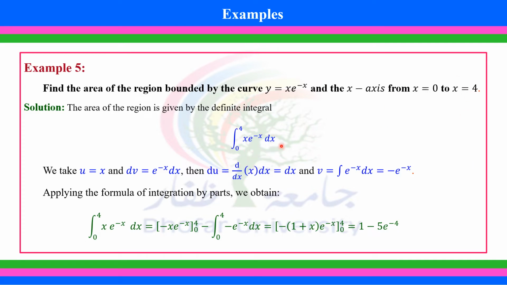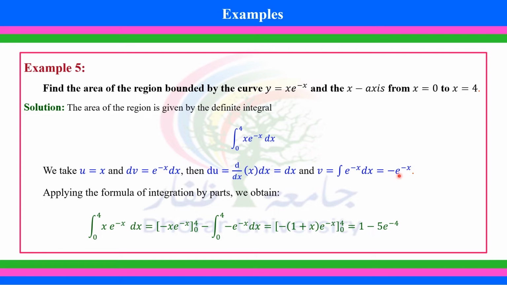So to evaluate this integral, we use the method of integration by parts. We choose u equal x and dv equal exponential minus x dx. Then the derivative of u, du, is just dx, and v is obtained by integrating exponential minus x dx, giving minus exponential minus x.